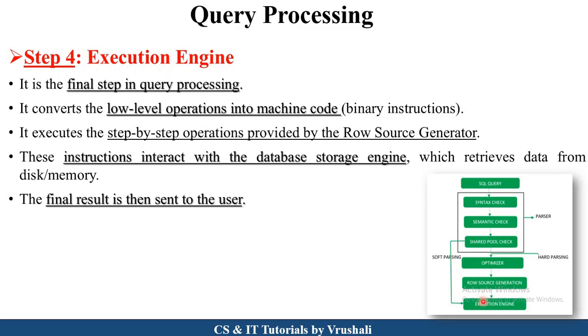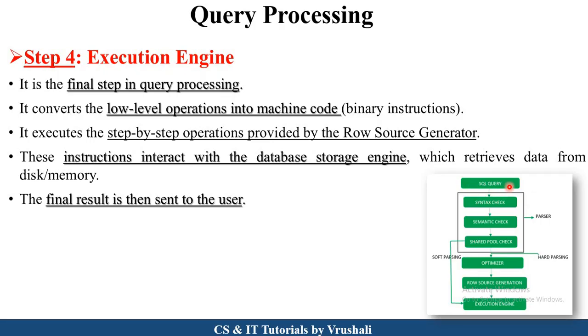Now, the final step of query processing is the execution engine. The execution engine takes all this data and converts it into machine code, which is also called binary instruction. The execution engine actually fetches the data from the database and displays the result to the user. So in this way, query processing is performed.